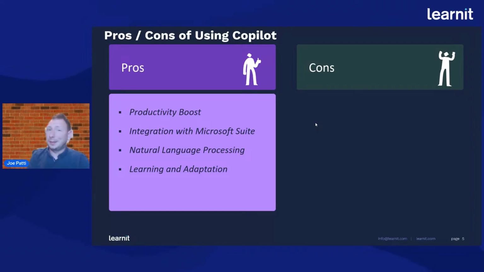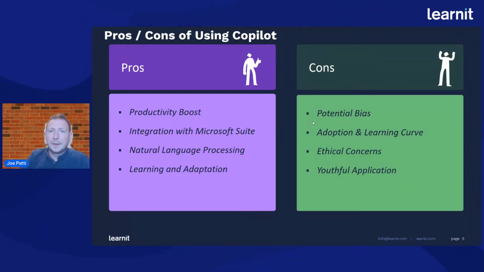Now, of course, with anything new, Copilot is newer. There are some cons to it, and that's okay. Everything has a pro and a con. And for this one, the first one's potential bias, right? There could be biases within the system from the data that it's pulling from. So we want to be sure that we're always checking. And what I love that Microsoft does the most is security and screening.